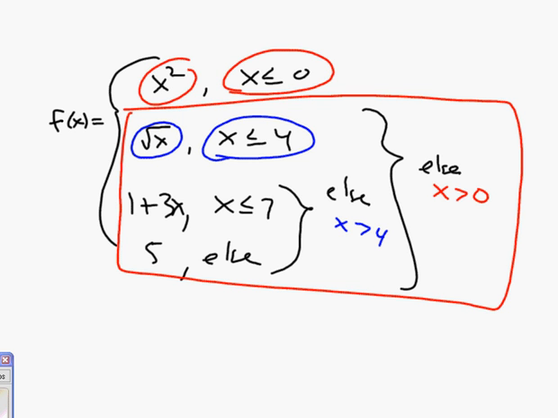Okay? And if x were greater than 4, you'd come inside one more time. You'd say, hey, is this true? Yes, it is. You would do this function. If it wasn't, then you'd go here and you'd say x is greater than 7.